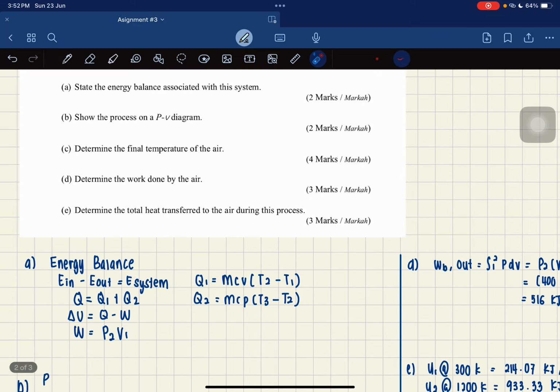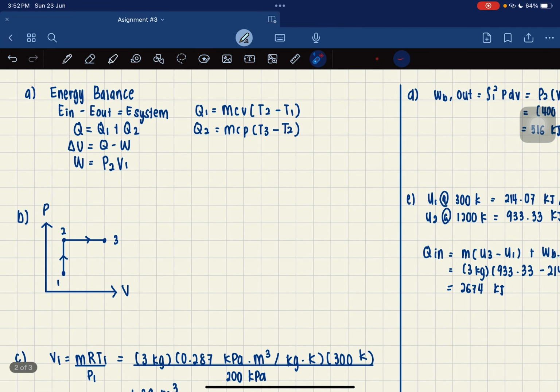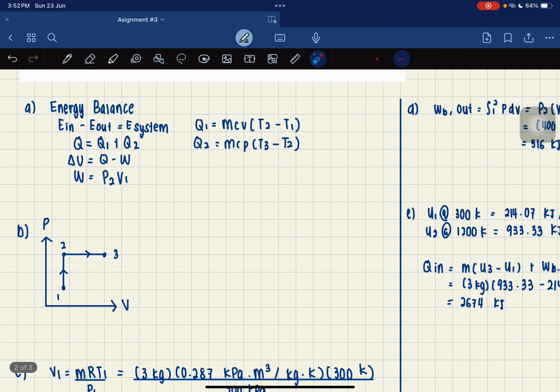Question B is to show the process on the PV diagram. So this is the PV diagram.